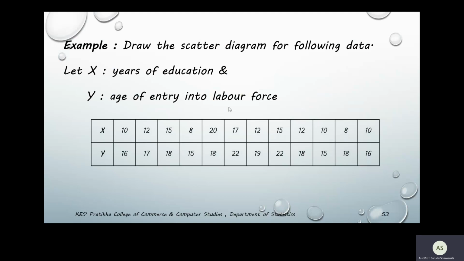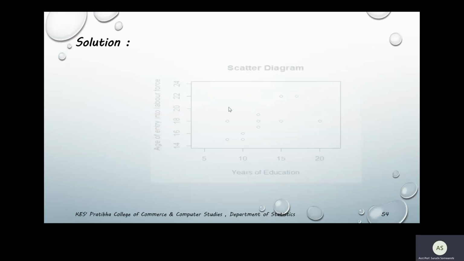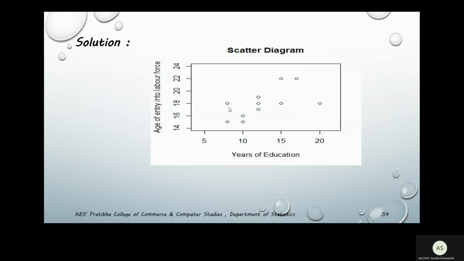So we want to draw a scatter diagram for this. We are going to plot an XY plane. On the x-axis we take years of education, and on the y-axis we take age of entry into the labor force, and we plot all these XY points on that plane. So the scatter diagram will look like this. Okay?